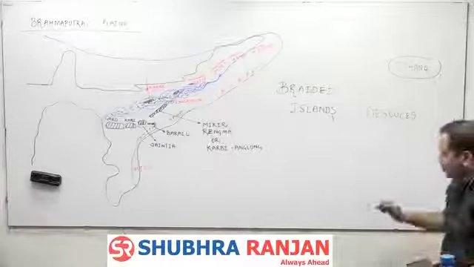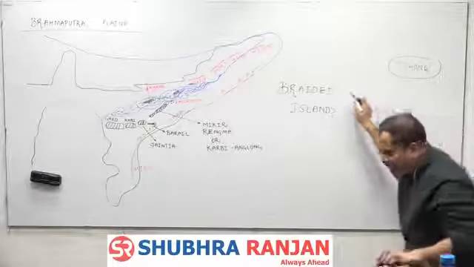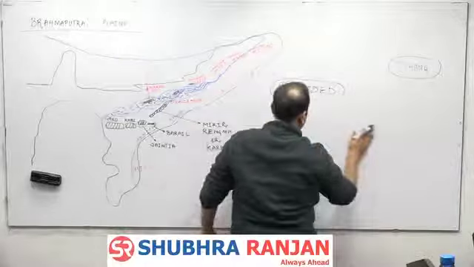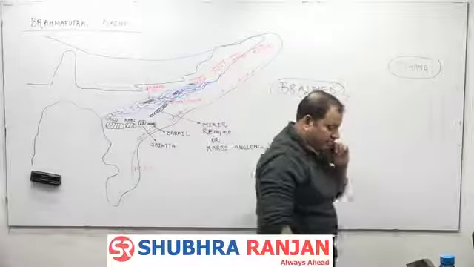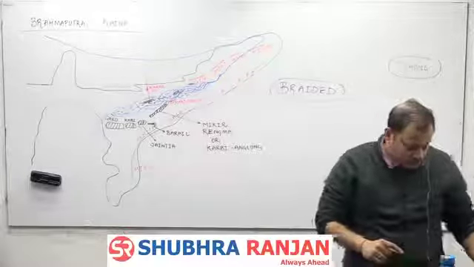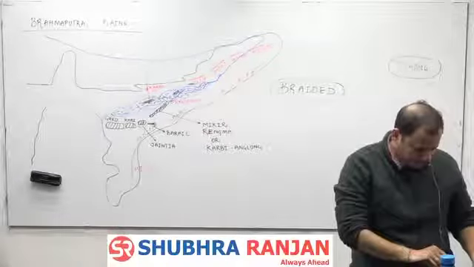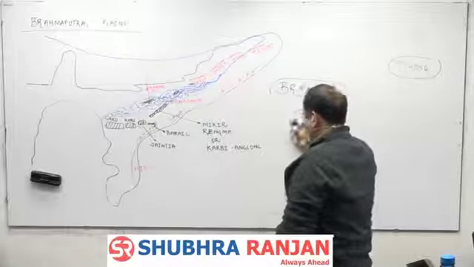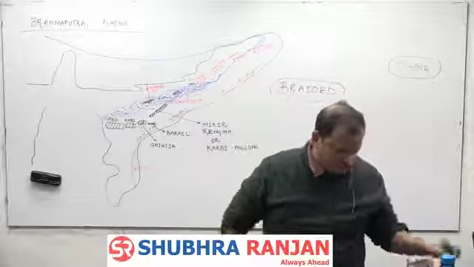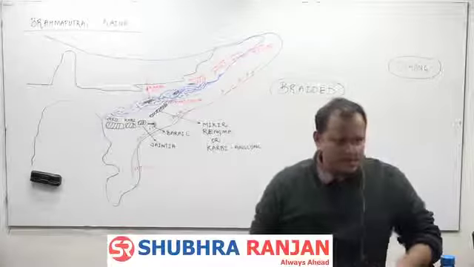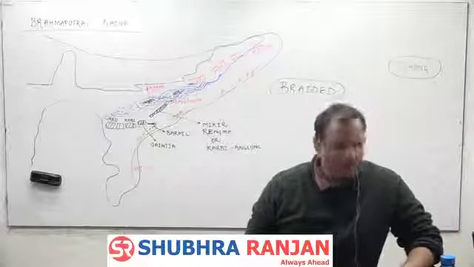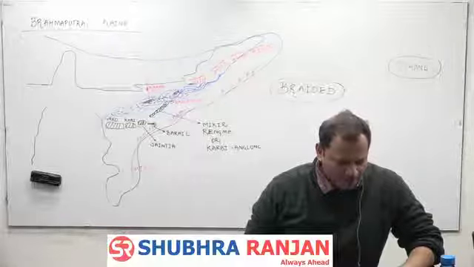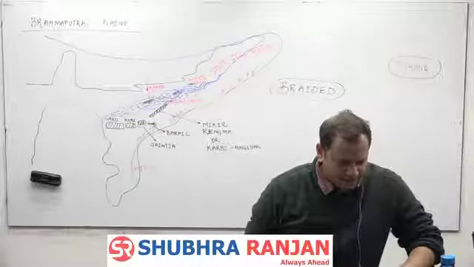to shift its course and develop multiple channels. Such a river is known as a braided river. So कल अगर आता है braided river का example in India, ब्रह्मपुत्र. वैसे गंगा भी है, but in Bengal is known as a braided river.